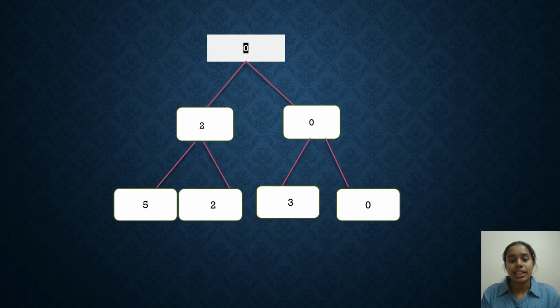Then in the case of zeros, we are including 3, that is 0 plus 3 is equal to 3, and we are excluding, that is 0 minus 3. We are not including this 0, so we are getting 0 there.